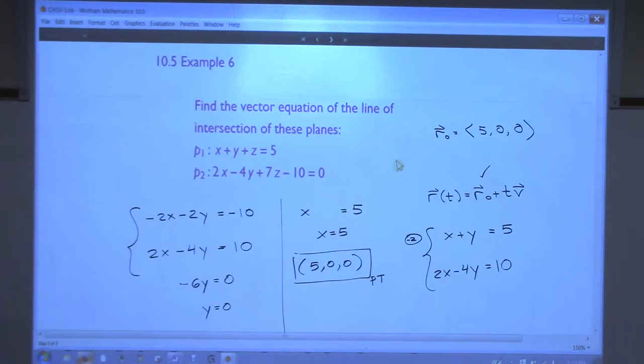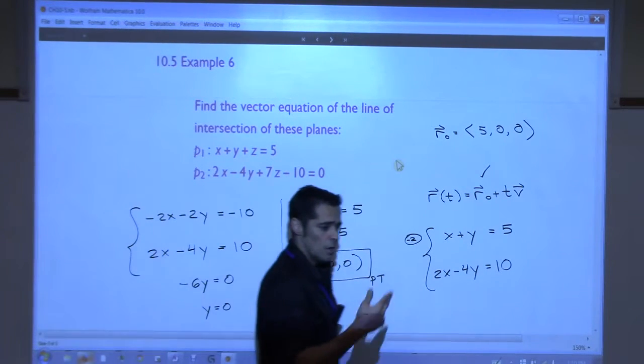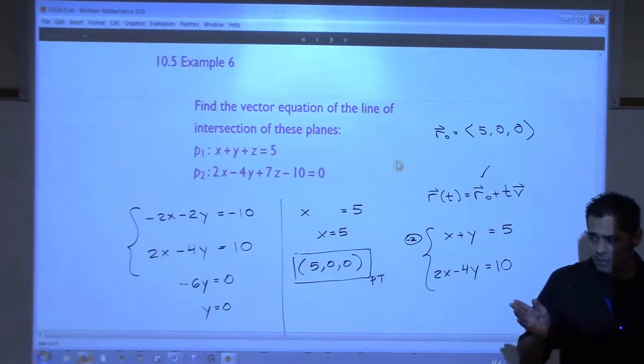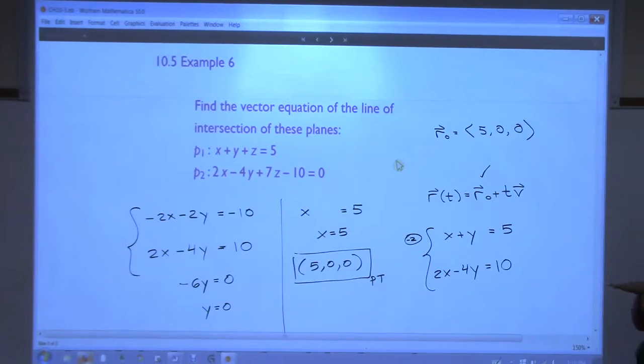All right, so now what? We've got R naught. What now? We need to find a vector that points in the same direction as our line, or as the line of intersection. So how do we get that vector? Take the normal vectors, cross them. That vector is guaranteed to run in the same direction as our line of intersection.